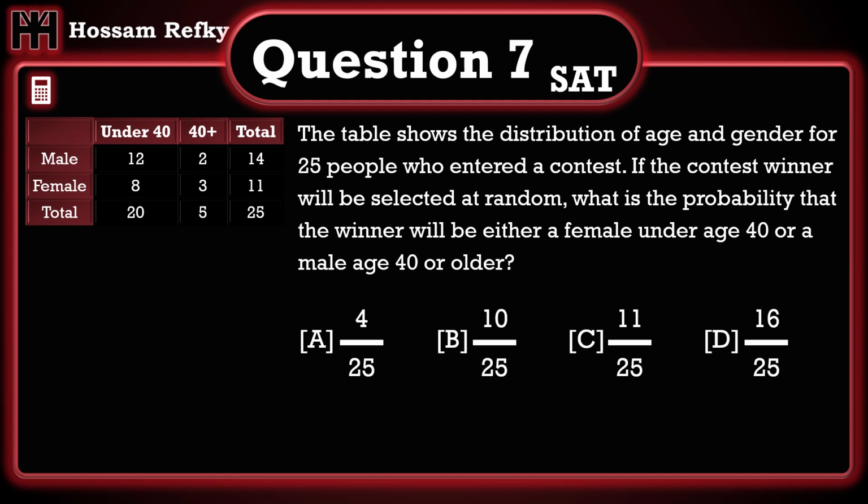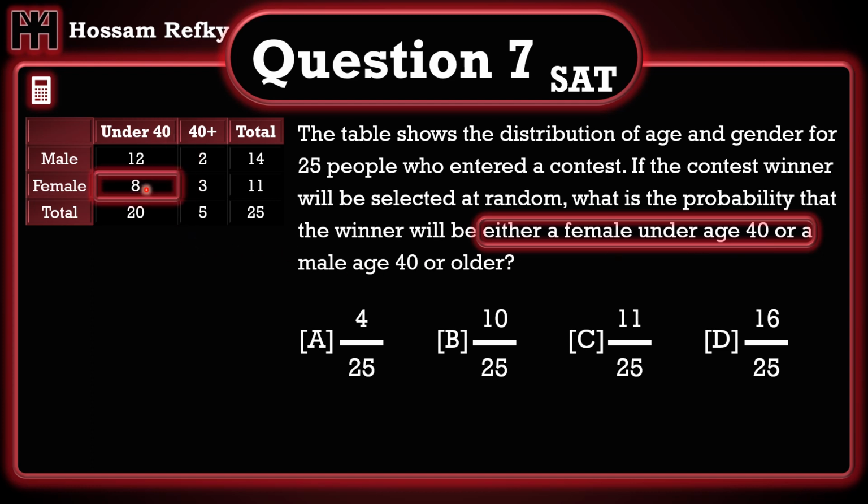Question 7. The table shows the distribution of age and gender for 25 people who entered a contest. If the contest winner will be selected at random, what is the probability that the winner will be either a female under age 40 or a male age 40 or older? Okay, so they say first it's a female under the age of 40, so under 40 and female here 8, or male 40 or older. Okay, so male and 40 plus, so it's here.